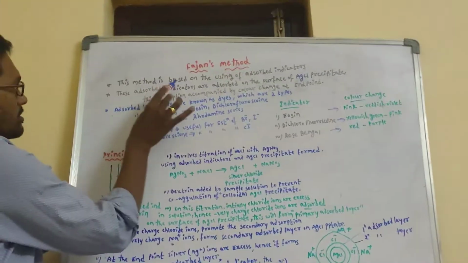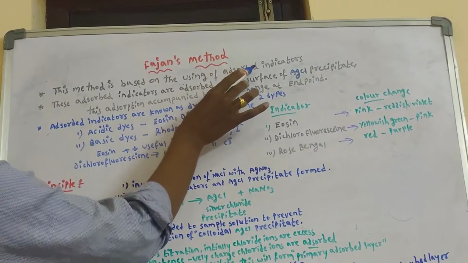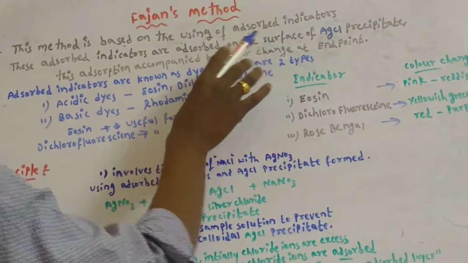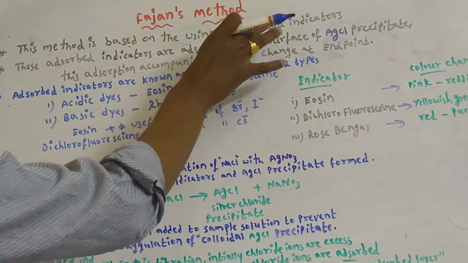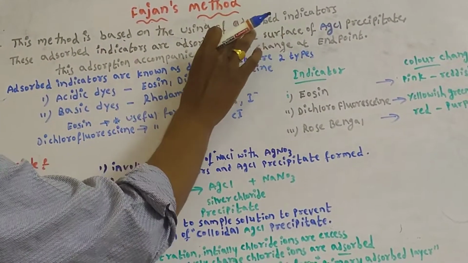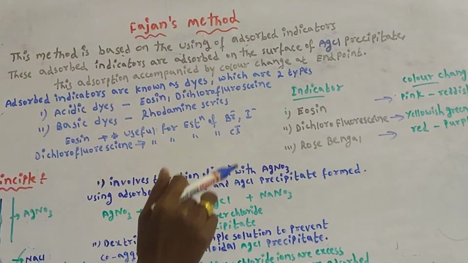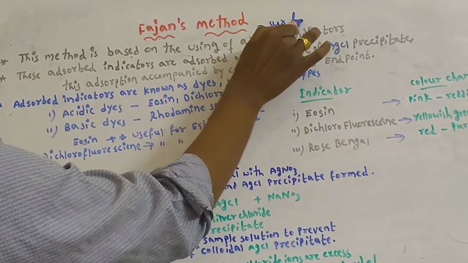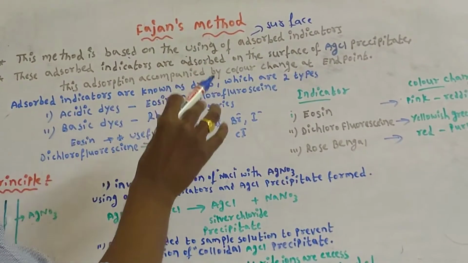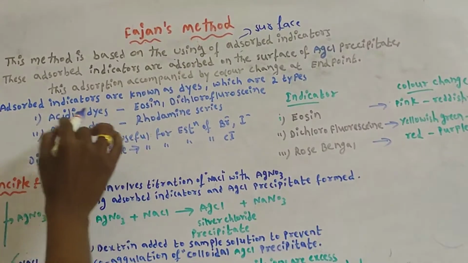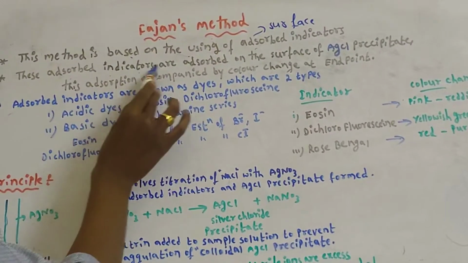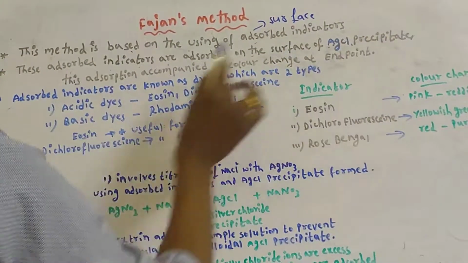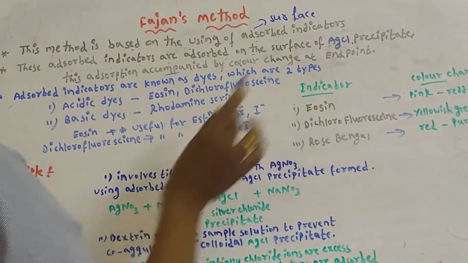This method is based on the use of adsorption indicators. The endpoint is detected using indicators that have an adsorbing property. Adsorbing means they are attached or bound to a surface. These adsorption indicators are adsorbed on the surface of the AgCl precipitate. This adsorption is accompanied by a color change at the endpoint.